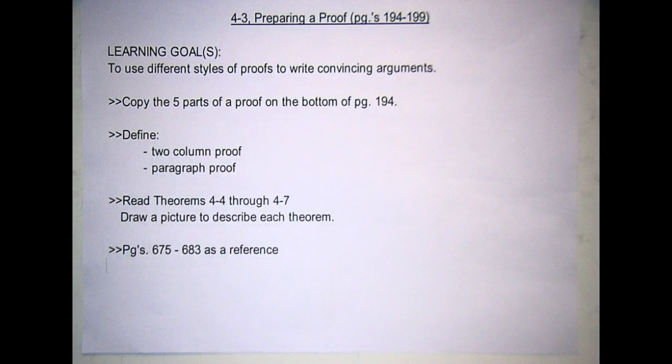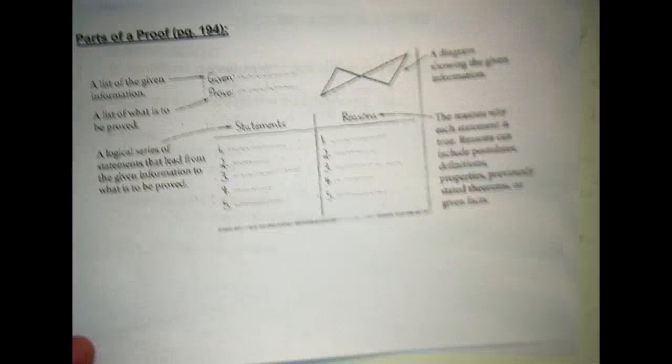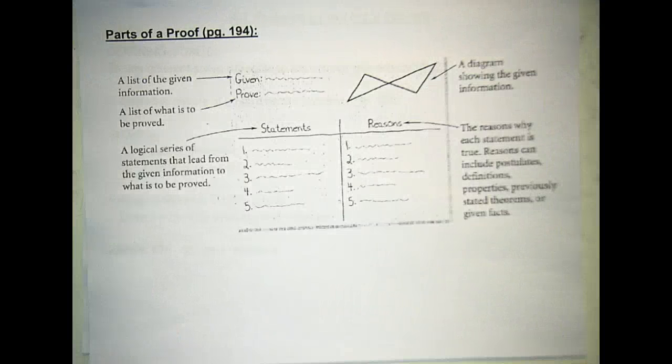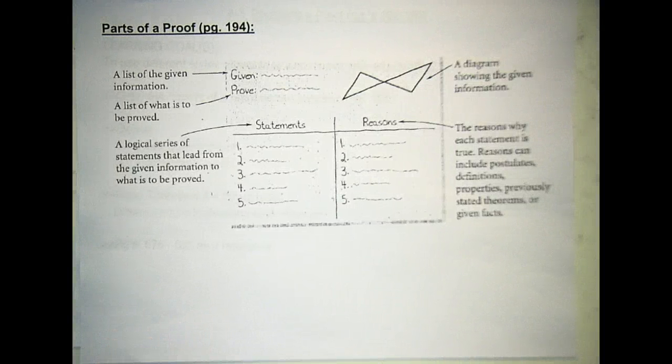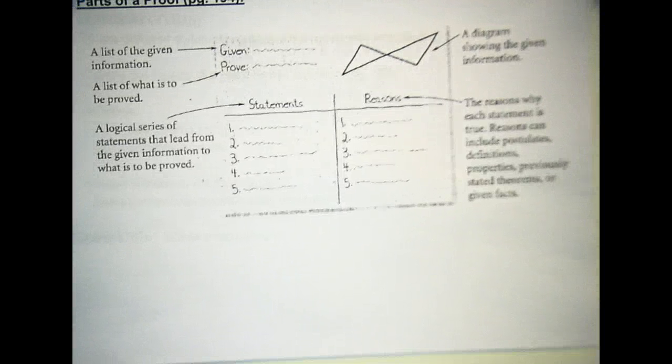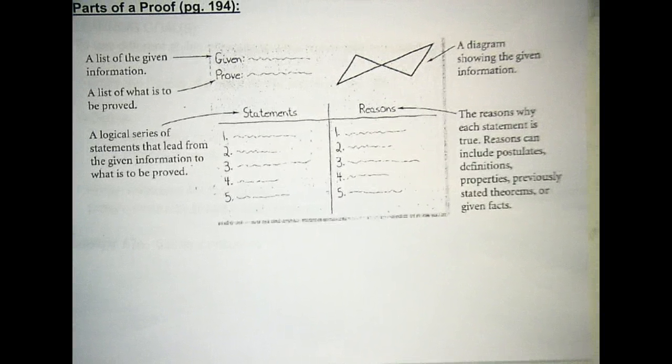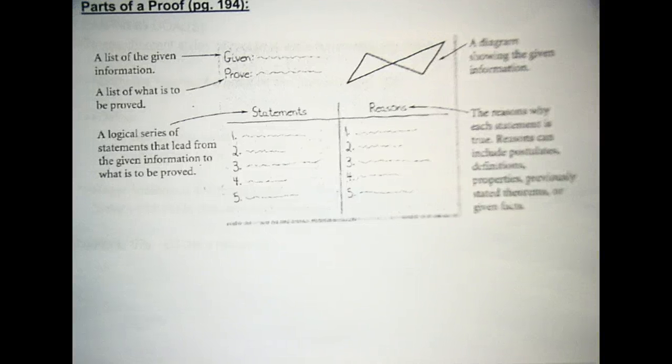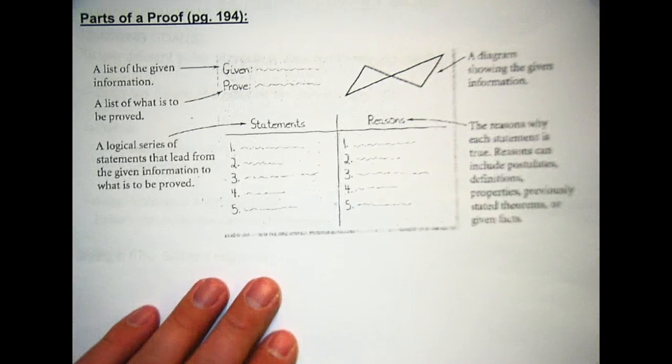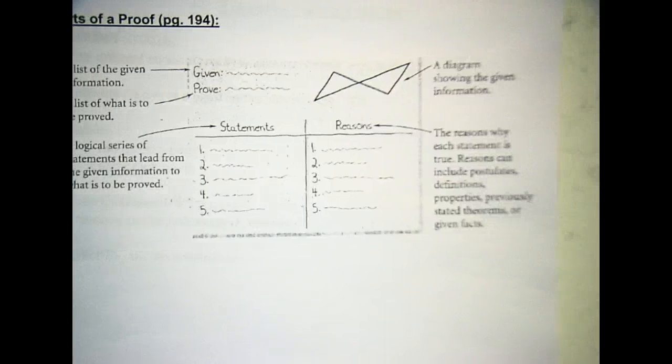There are 5 parts to a proof on the bottom of page 194 that I'm going to put up here so you can check that out. Okay? So with proofs, we're going to try to start making conclusions from pictures and diagrams. That's page 194. There are 5 parts to a proof, and this is a two-column proof. This is what we're going to be doing a lot of this year. We don't really do any paragraph proofs all that much, or flow proofs. So we'll use a lot of two-column proofs.